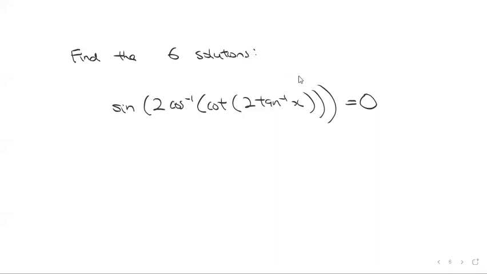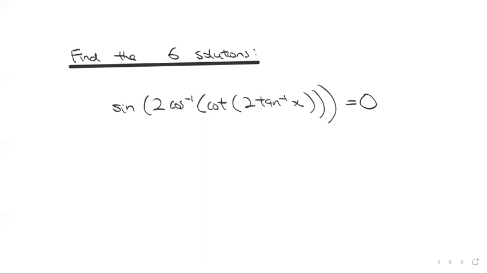So the question is, can we find them? And can we find all 6? Now, the question is probably a bit more daunting than you might expect. On first glance, it looks daunting, but it's actually not that bad. There are obviously various identities we could use that could make this a bit easier.